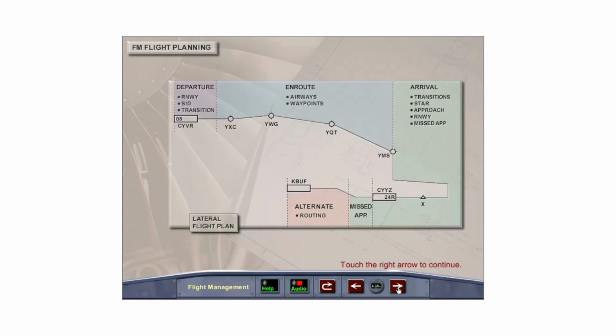The lateral flight plan defines the intended horizontal flight path and is composed of 4 elements: the departure, the en route phase, the arrival, and the alternate flight plan. The departure includes the takeoff runway, a standard instrument departure, and an en route transition if required. The en route phase includes airways and waypoints. The arrival includes any en route transitions, standard arrival routes, the landing runway with the selected approach and any missed approach procedures. The alternate flight plan includes the routing to the alternate.